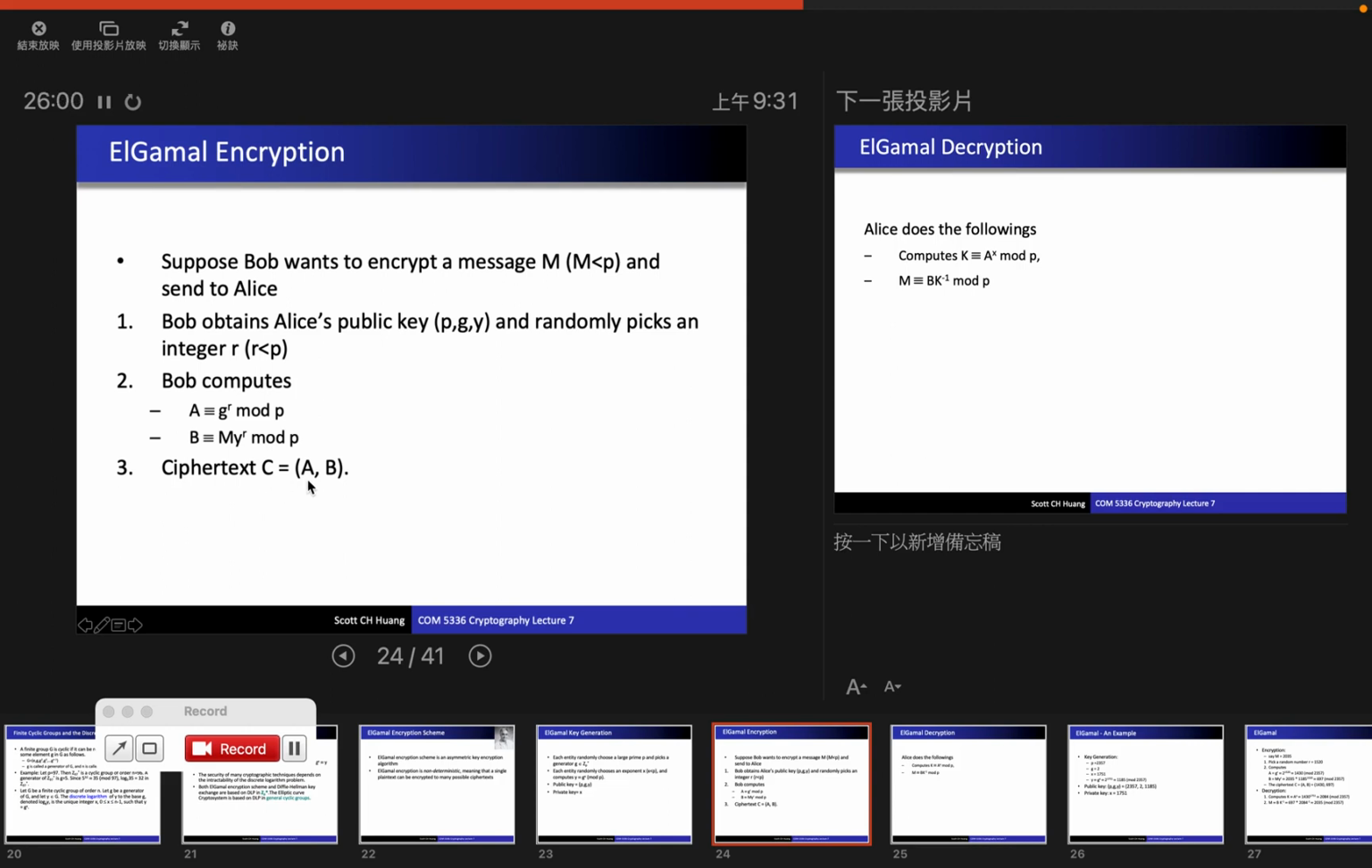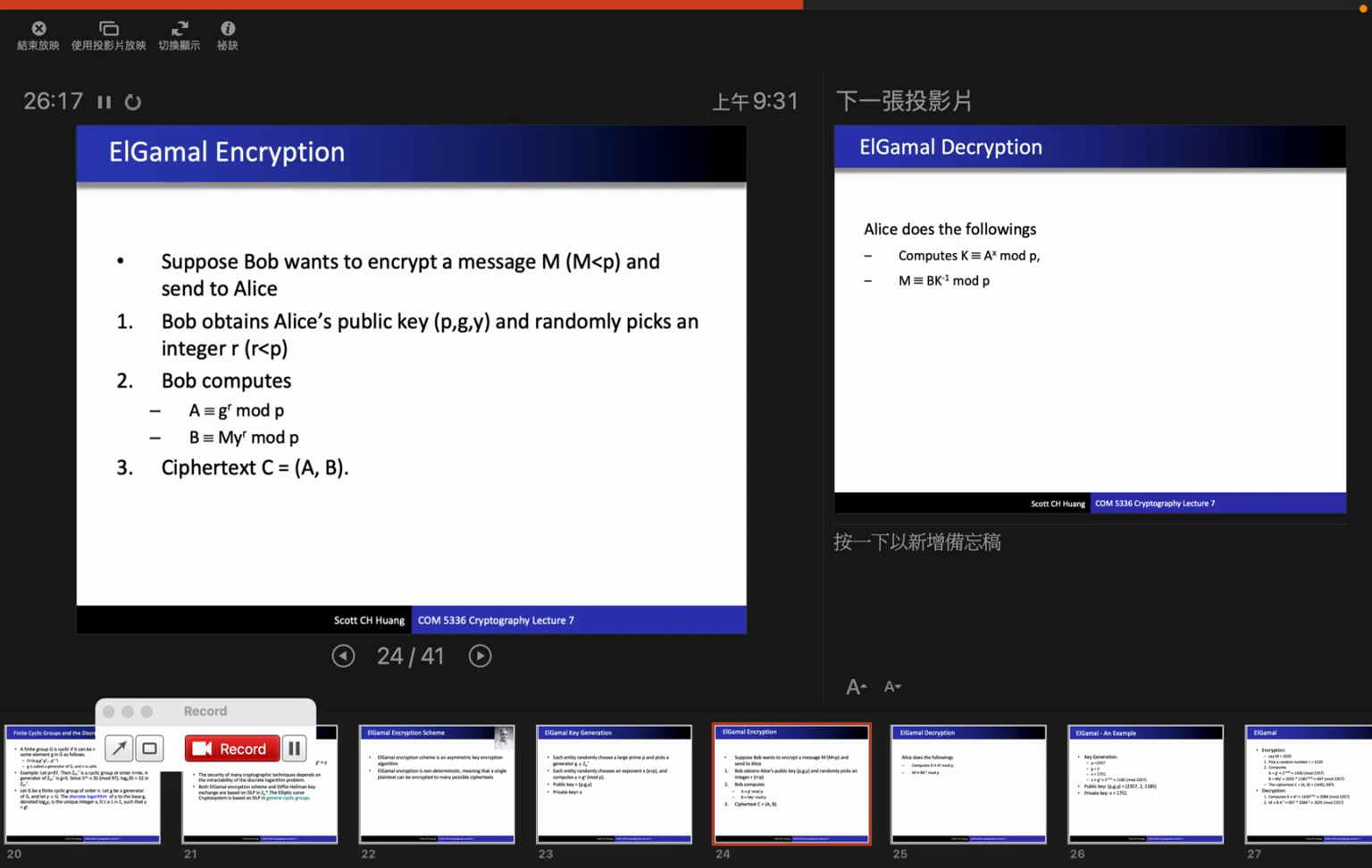And so the ciphertext is A and B. Bob has to send both: Bob's contribution of the shared secret and the blinded secret, the blinded information, which is the ciphertext.